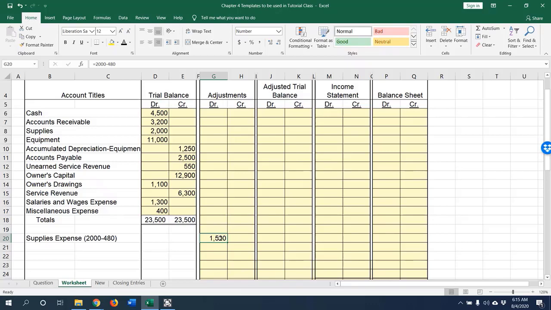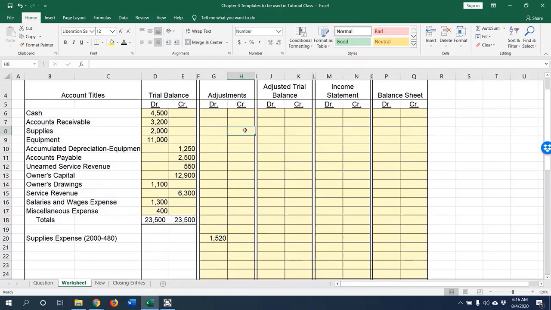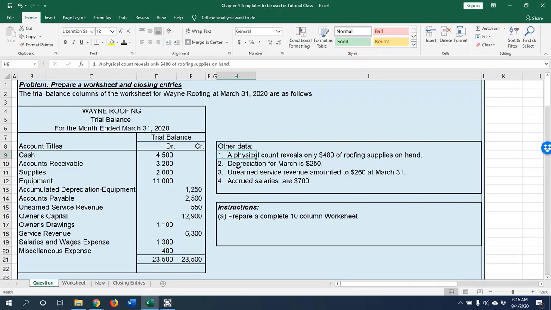For the same amount, supplies will also be credited. This is the debit column and this is the credit column. So where should I write it? Very simple, I have to look for the supplies account. There is a supplies account here, so I have to enter the 1,520 amount in the adjustment column on the credit side. We don't have to prepare the journal book here. We can just do the adjusting entries in these two columns. So the first one is done. Now move on to the second one. Depreciation for March is 250.